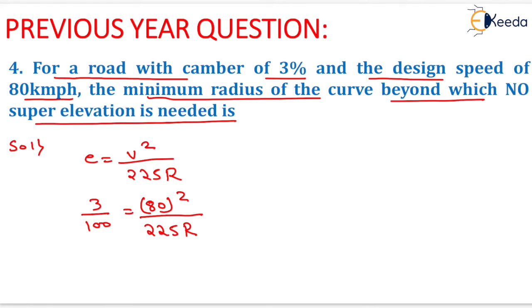On solving this, we will get the value of R as 948.14 meter. That will be the minimum radius of the curve, which will be equal to 948.14 meter. That is all about this question.